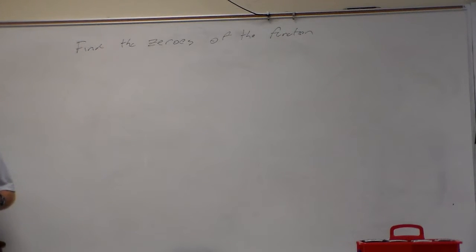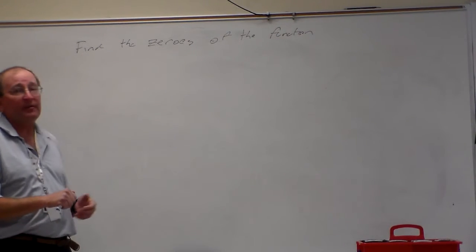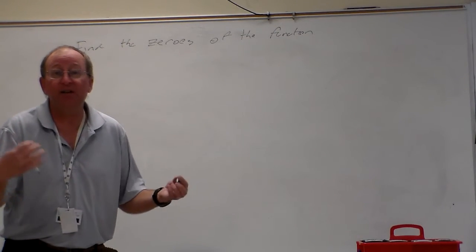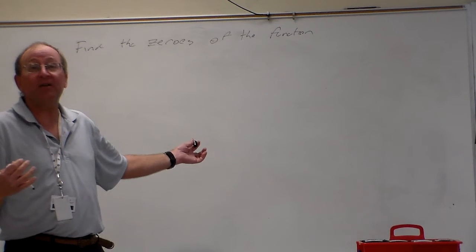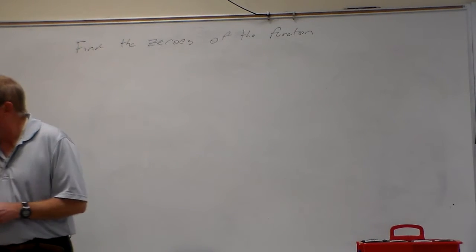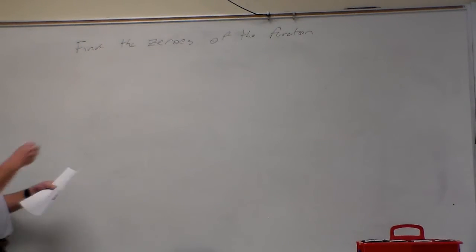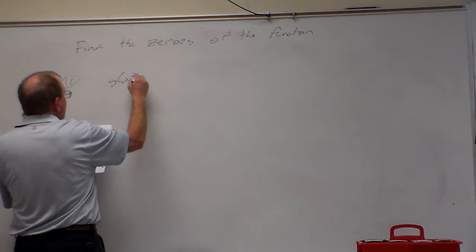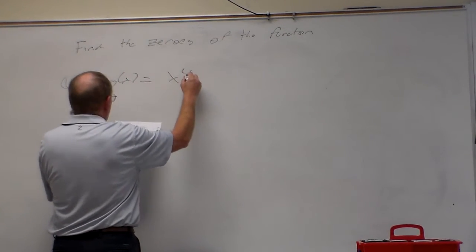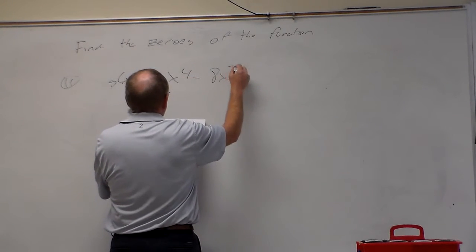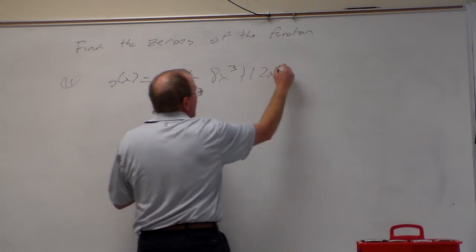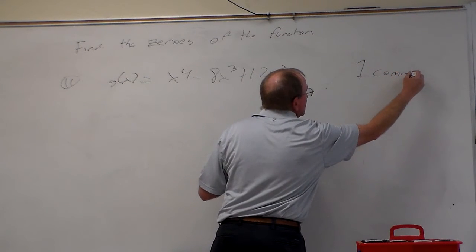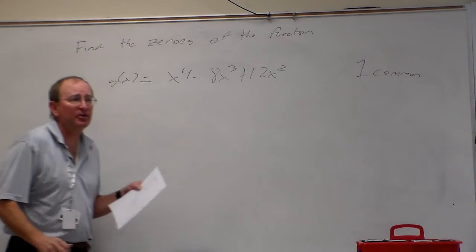Problems 11 to 14 are find the zeros of the function, which is a fancy way of saying factor it and finding x. We're going to find x. That's all that we're doing. So the first problem, number 11, says g of x is equal to x to the fourth minus 8x cubed plus 12x squared. The first thing you always want to do is this. Is there something common to all those?